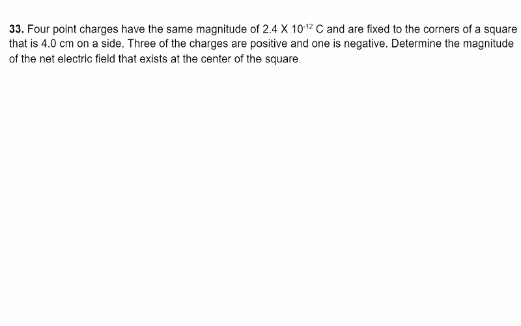I'm going to help out with electrostatics problem number 33. We've got these four point charges. They all have the same magnitude, so we know what Q is. Q is this value right here. And they're at the corners of a square that's 4 centimeters on a side. That's going to be important.